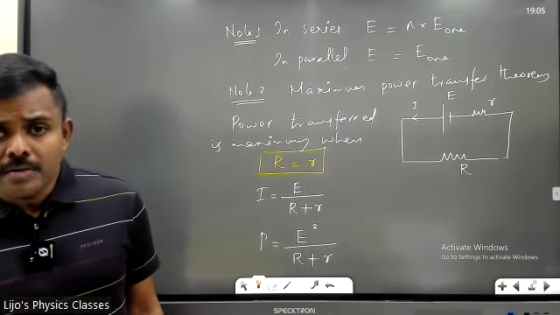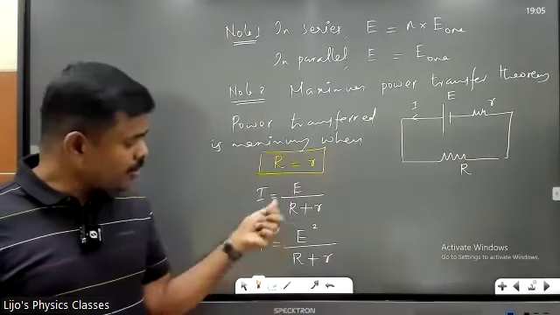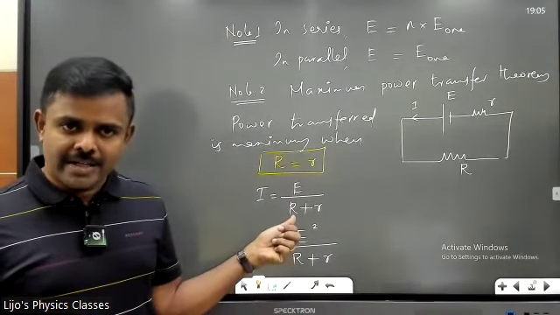It depends on the question. Sometimes they'll give you internal resistance, so instead of capital letter R, you put internal resistance. In some other cases, they'll give you external resistance, so you put small letter r is equal to capital letter R.